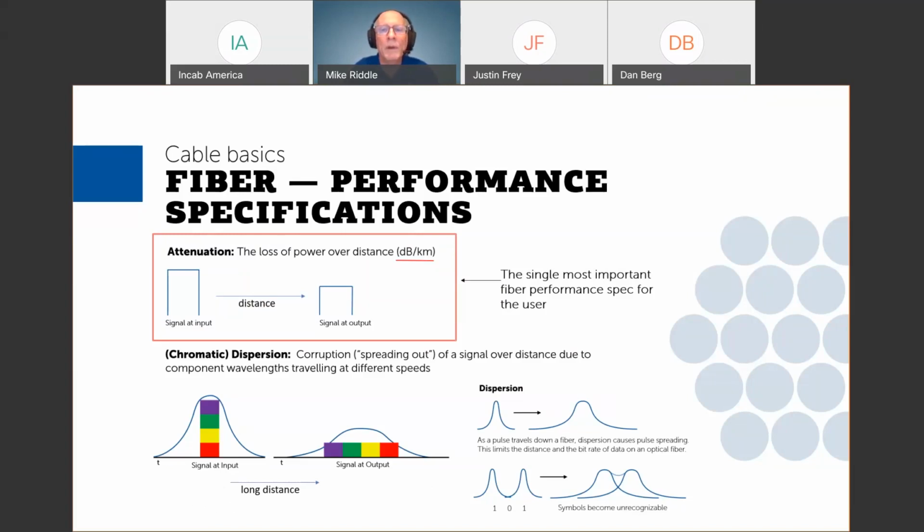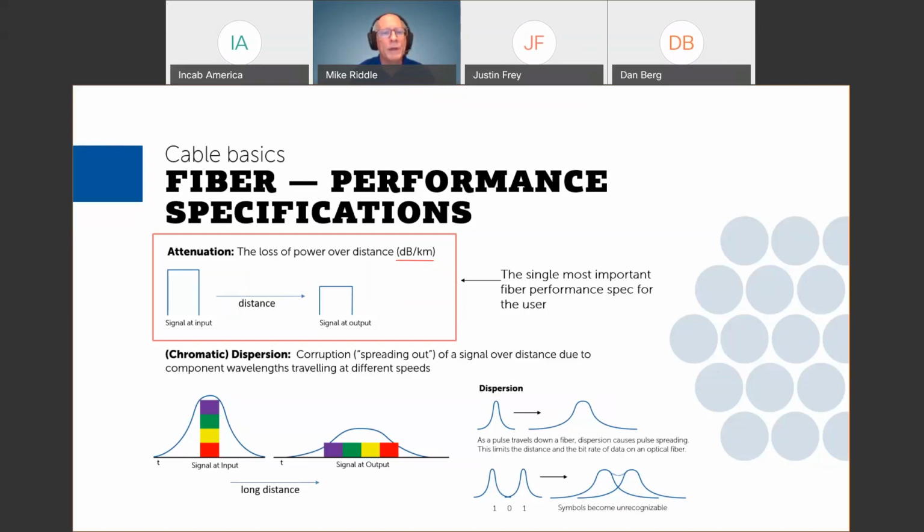And what that means is basically that you inject a certain amount of power, say 10 dB at the input, and 10 miles down the road, you have less than 10 dB. Maybe it's 9 dB, maybe it's 8 dB. It depends on how much loss you had in the cable, plus your splices and connectors on that optical link.